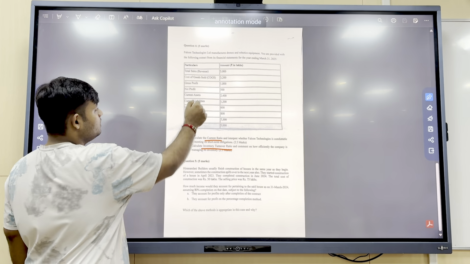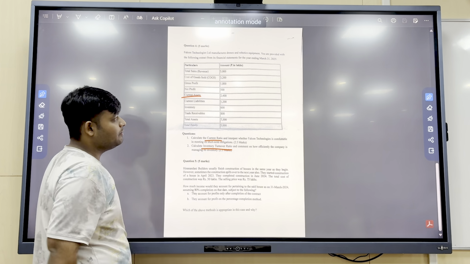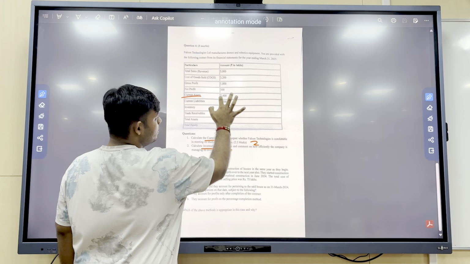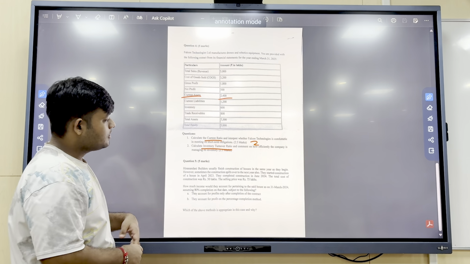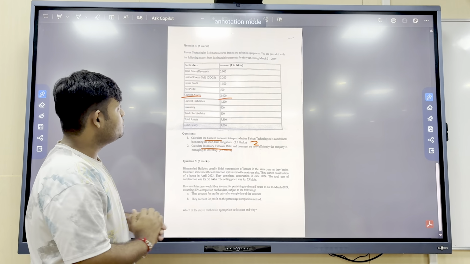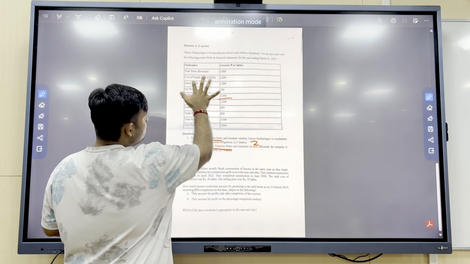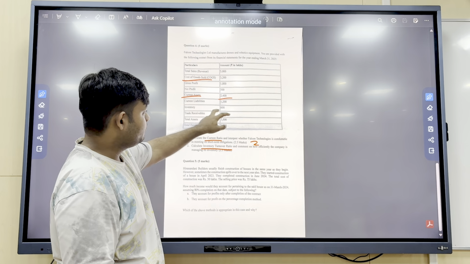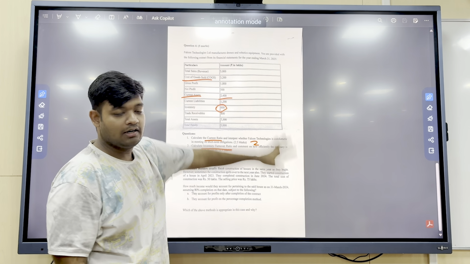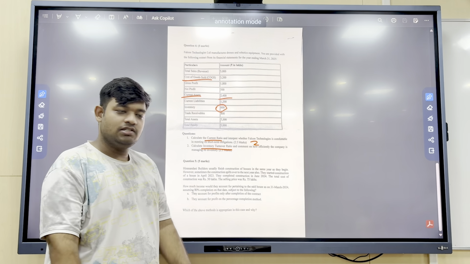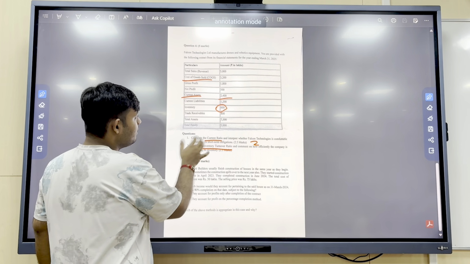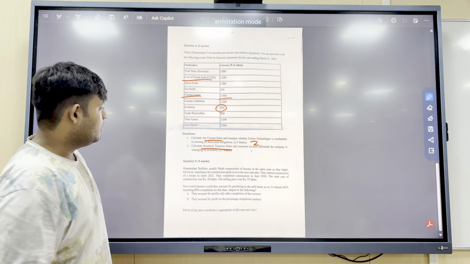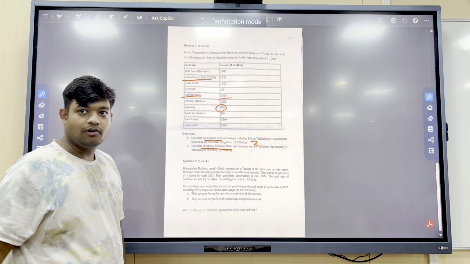The current ratio is current assets upon current liabilities. Simple as that. Next is the inventory turnover ratio, which is basically the COGS upon the average inventory. Here inventory is given only for the 31st March, so that is the average inventory. So we'll divide 3200 by 600, and that's how the inventory turnover ratio will be calculated.